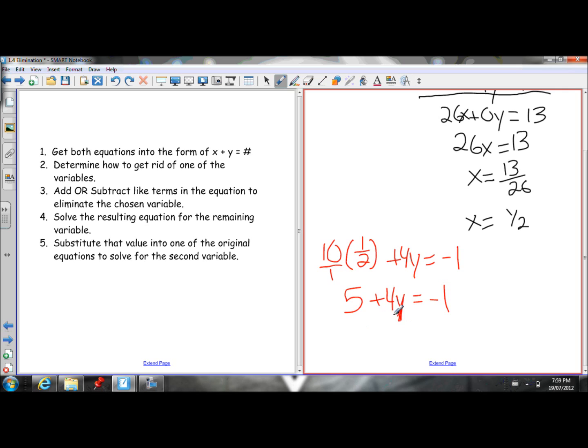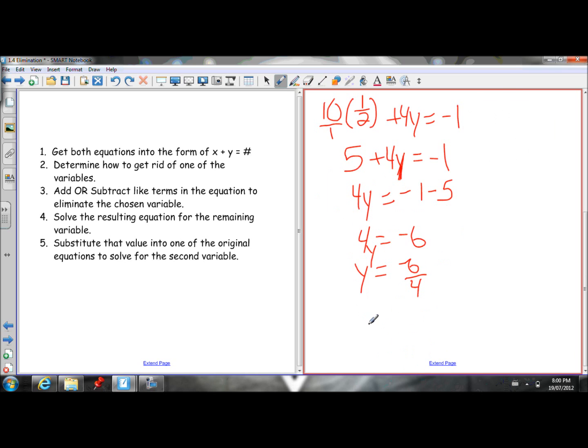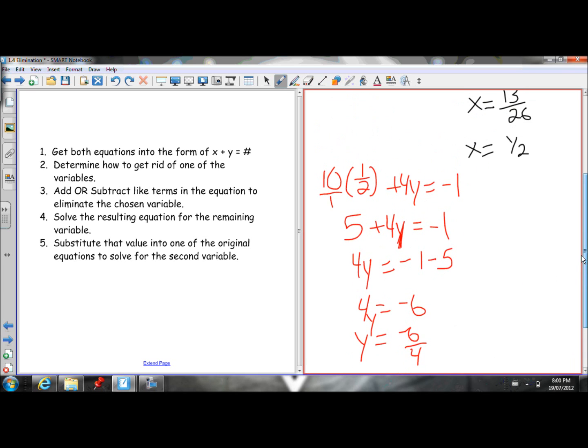That's a y, not an x. Make sure you can see that. Get the y by itself. I'm going to move the 5 to the other side. 4y equals -1 minus 5. 4y equals -6. Get the y by itself, divide by 4: -6/4. Get that in lowest terms. 2 goes into 6 and 4. 2 goes into -6, -3 times. 2 goes into 4, 2 times. That's in lowest terms. The y-coordinate of my point of intersection is -3/2.